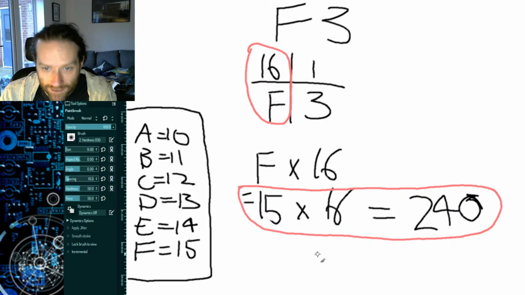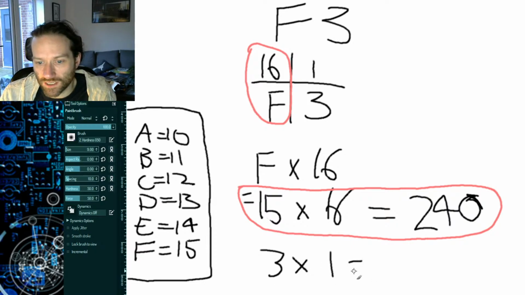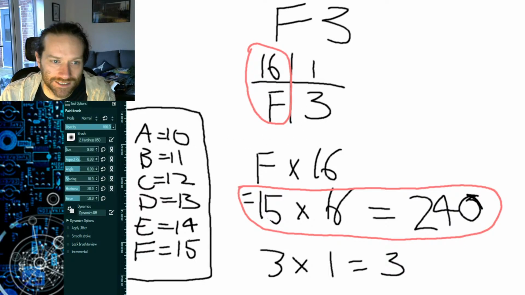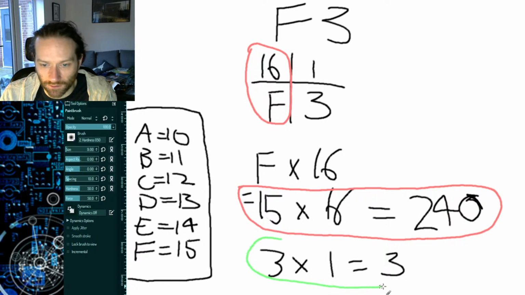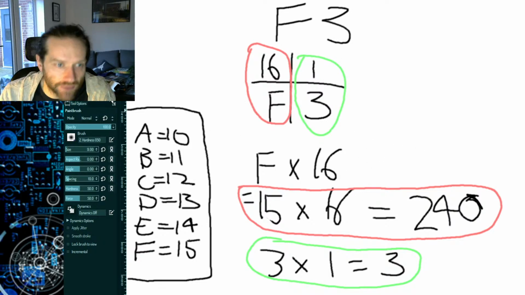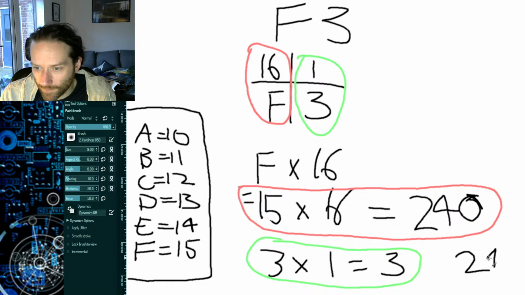So what we then need to do is effectively 3 times 1, which is 3, and we're going to add those together. You don't have to do 3 times 1, obviously, but I'm just going over it to show you the principle behind it. That is equivalent to this column here. So you add them together. We have 240 plus 3, which is 243.